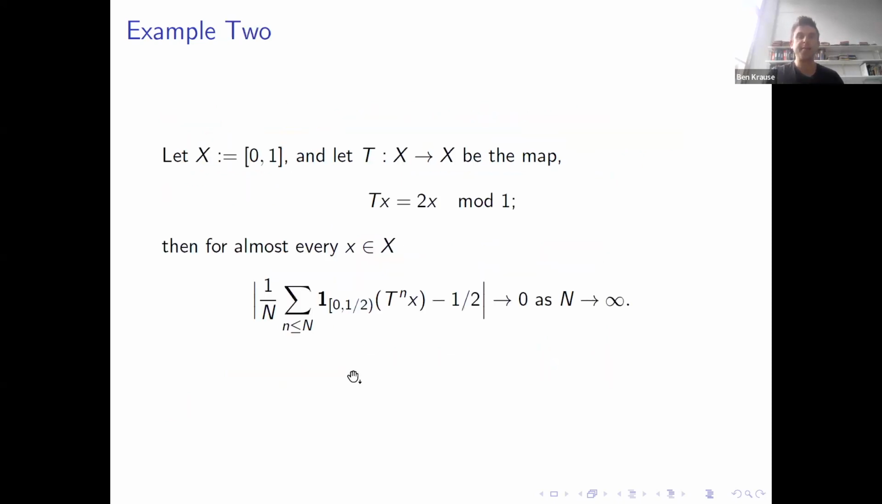The second example concerns, again, the same space [0, 1]. In this case, T is the doubling map. It maps x to 2x mod 1. And in this case, the conclusion is that when I choose the function to be the indicator of [0, 1/2], these Cesàro averages converge to the integral of that indicator, namely just a half.